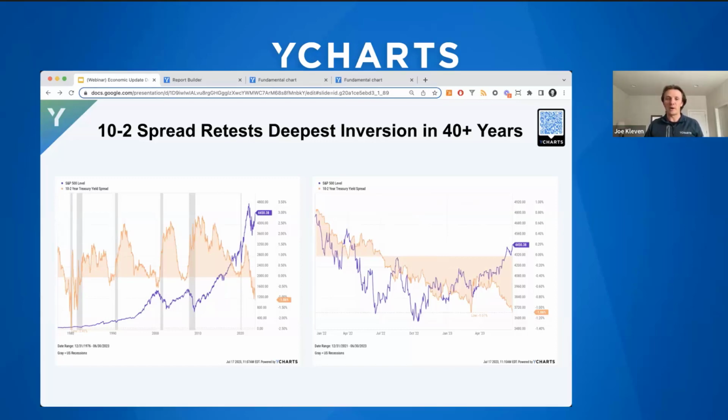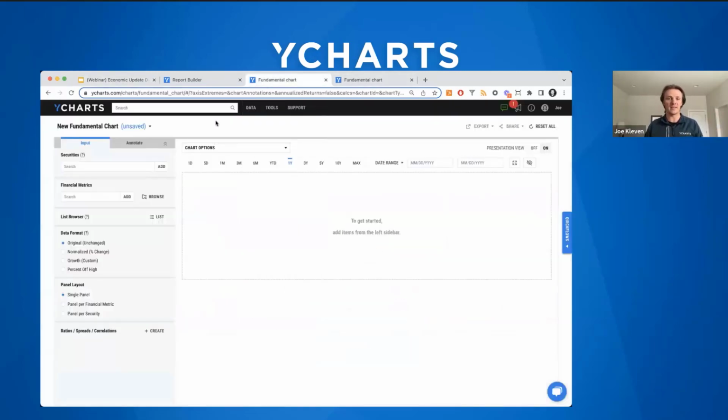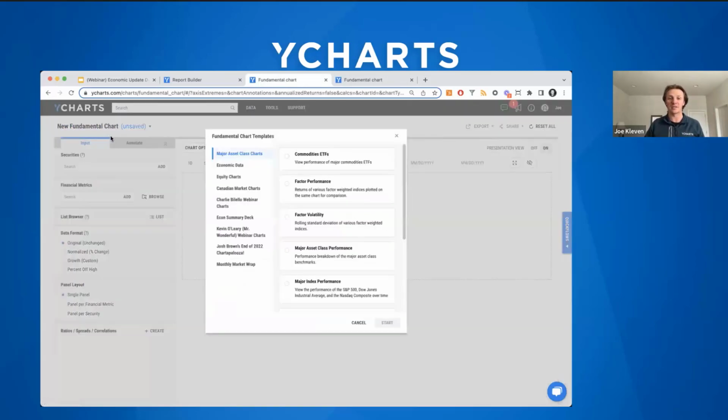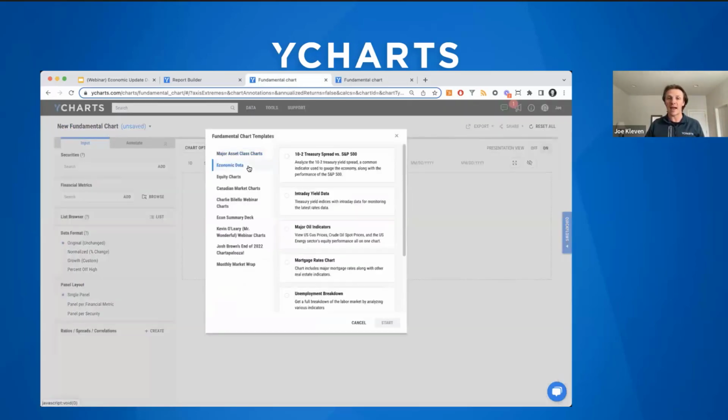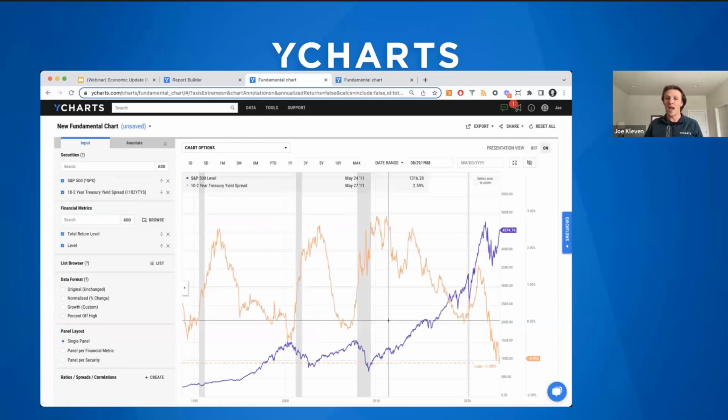And one interesting point about this chart that I want to highlight real quick is that you can actually build this really easily within YCharts. In fact, you don't even have to click all that many buttons because we have it saved as one of our pre-built templates. If you just go to new from template at the top, and then click on economic data, the very first template we have is that 10-2 spread versus S&P 500. And with one single click, that chart is automatically on your screen just like that.